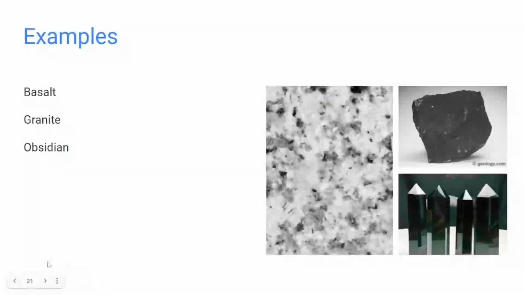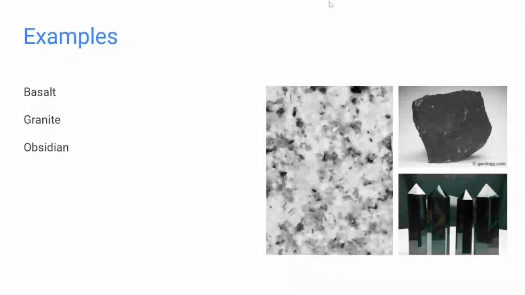Now granite. Granite is an igneous rock which is an example of intrusive igneous rock, which is formed by the cooling of magma inside the earth's crust. It is very hard and is used in making buildings, statues, kitchen slabs, and even the flooring of houses.